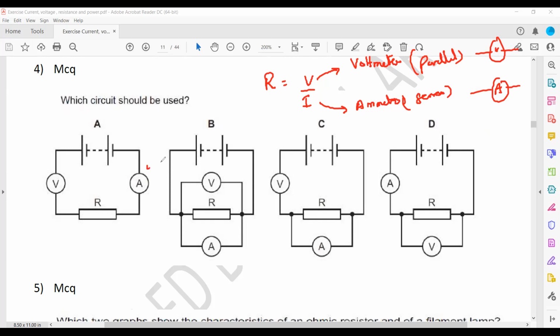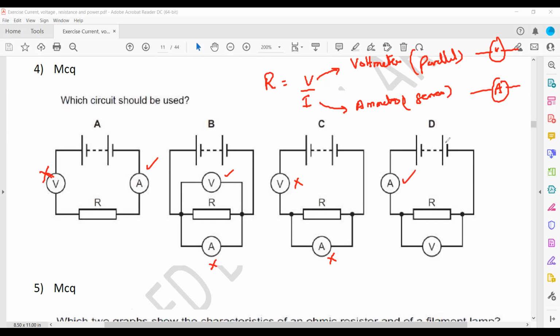So here the ammeter is connected correctly, but the voltmeter is wrong. Why? Because the voltmeter is connected in series. Here the voltmeter is connected correctly, but the ammeter is wrong because the ammeter should be in series. Here the voltmeter is wrong because that is in series, and the ammeter is also wrong, that is parallel. And in D, the ammeter is connected in series.